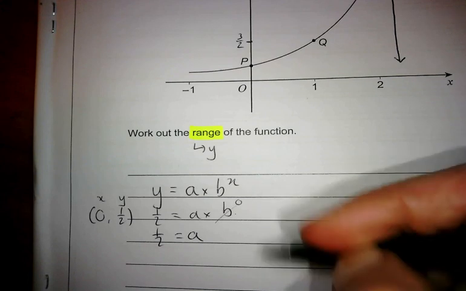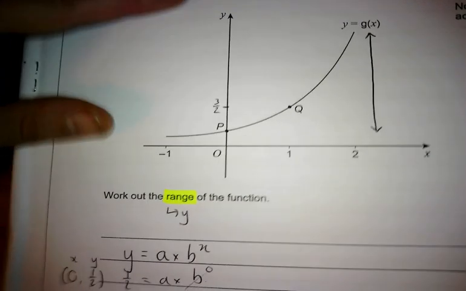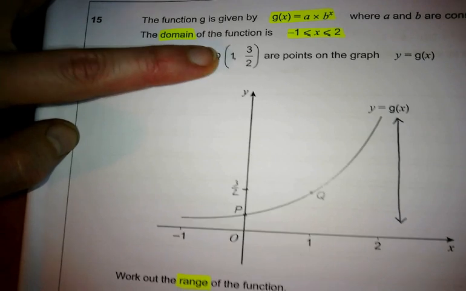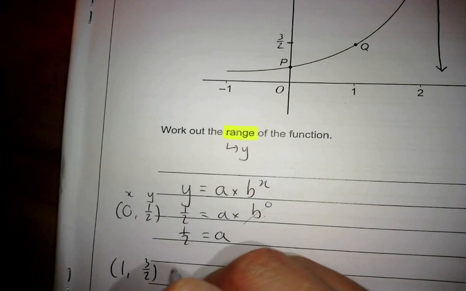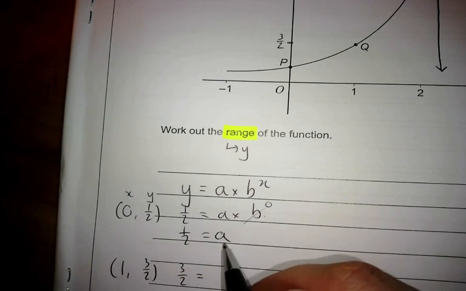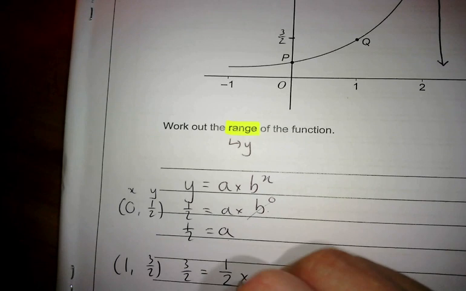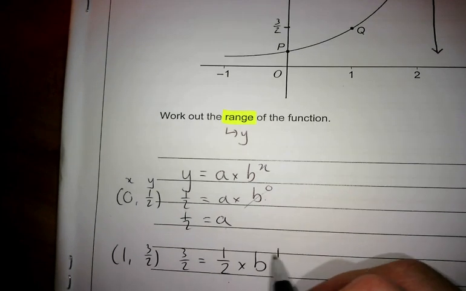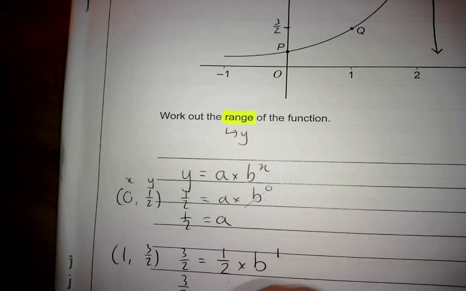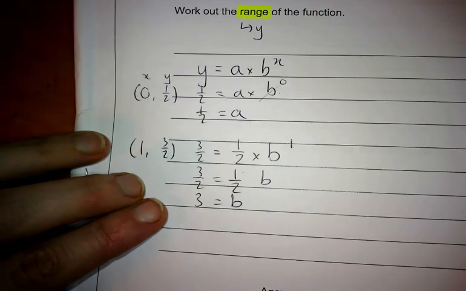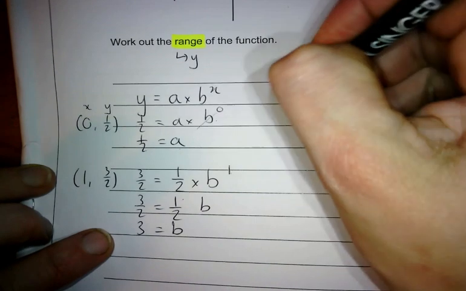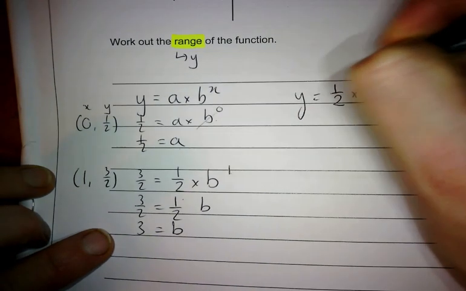I'm going to do the same thing now with q. So 1, 3 over 2. So 3 over 2 is equal to, I've just worked out a as a half, so a half times b to the 1. Anything to the power of 1 is itself, so 3 over 2 equals a half b. Timesing 3 by 2, so 3 is equal to b. Now I've got my function, so my function is y equals a half times 3 to the x.